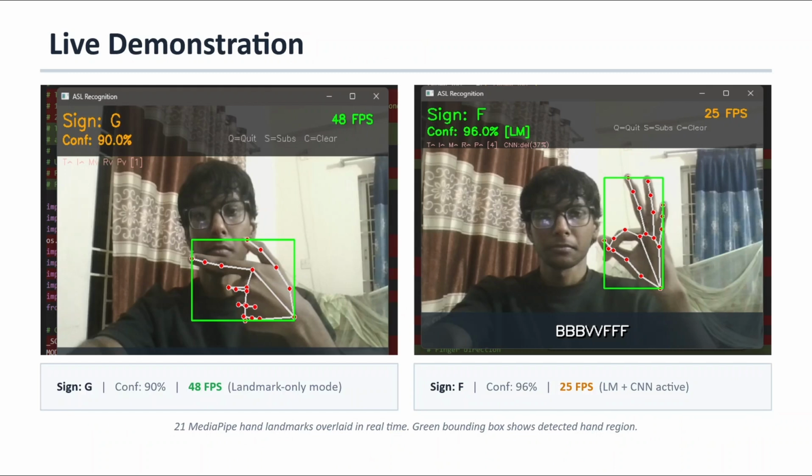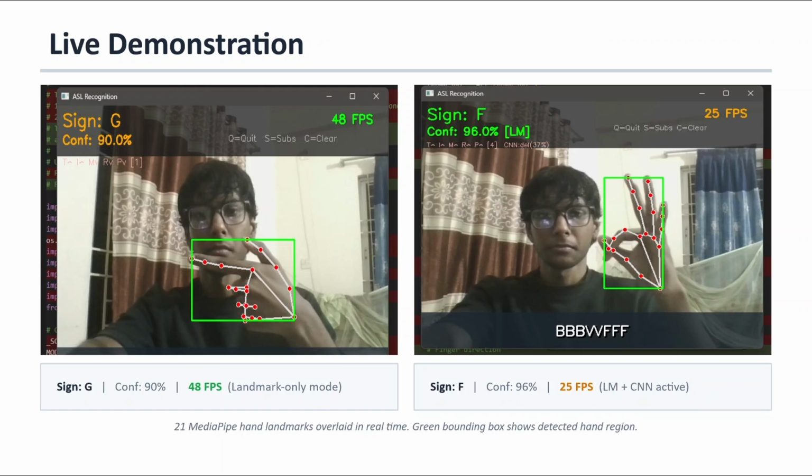These screenshots are from our own live webcam testing. This is a real system, not a simulation. On the left, the system recognizes the letter G at 90% confidence and 48 frames per second. The CNN is not running here at all. The landmark classifier alone is handling it at 0.21 milliseconds.